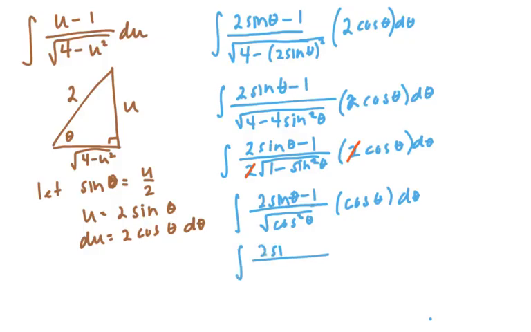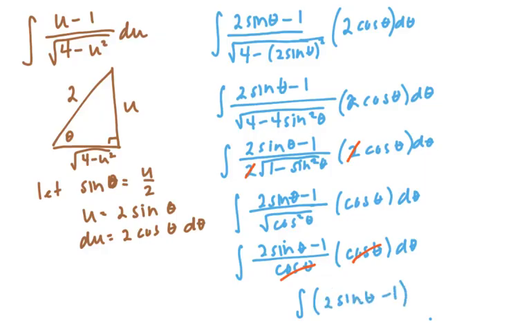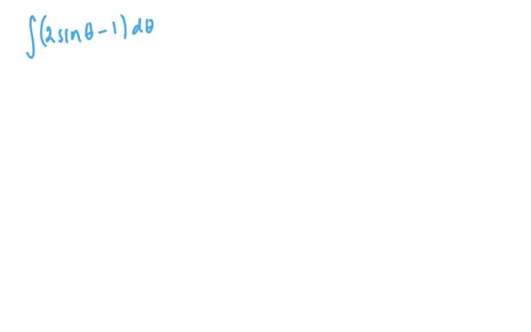So we have 2 sine theta minus 1, and the square root of cosine squared is just cosine, and out here we have a cosine, so life is looking pretty nice. We can cancel these. So we have the integration of 2 sine theta minus 1 d theta. The integration of sine is negative cosine, so this becomes negative 2 cosine theta, minus the integration of 1 is theta with respect to theta, plus c.